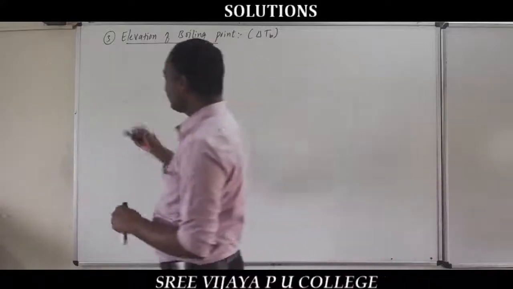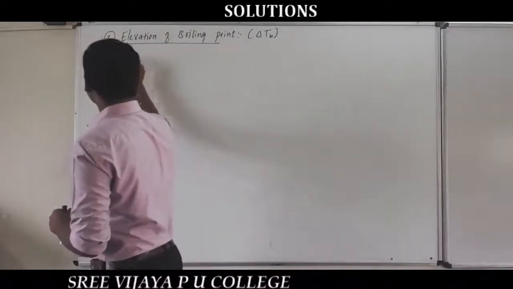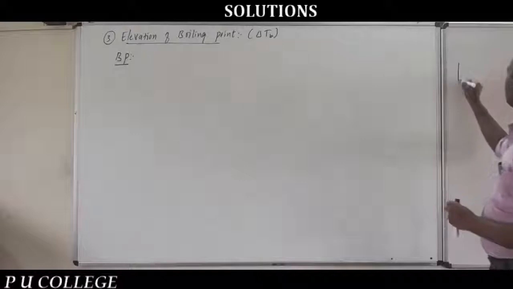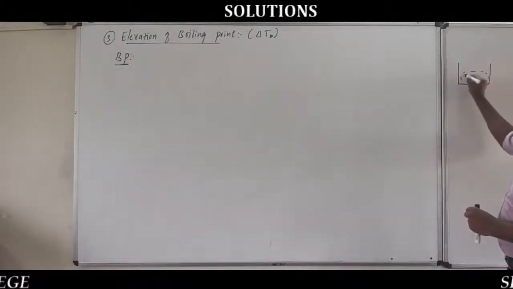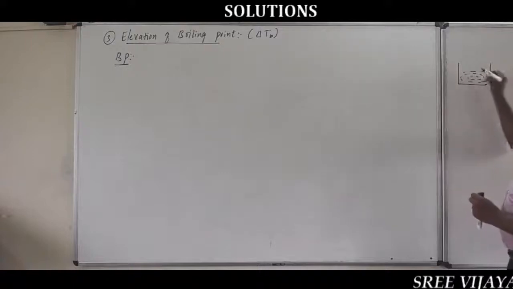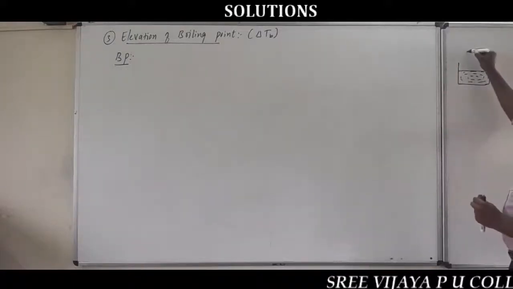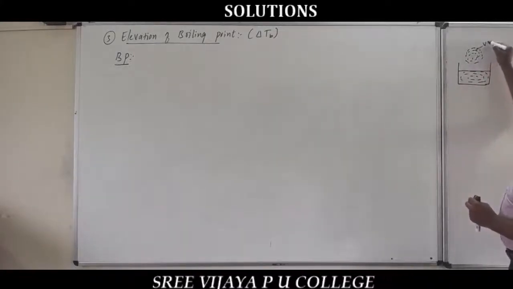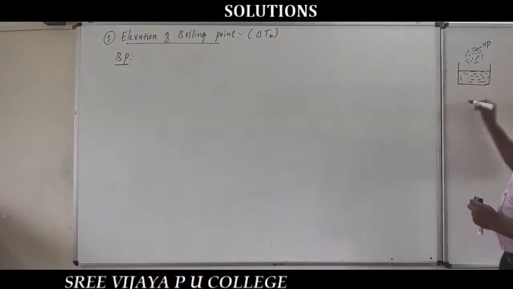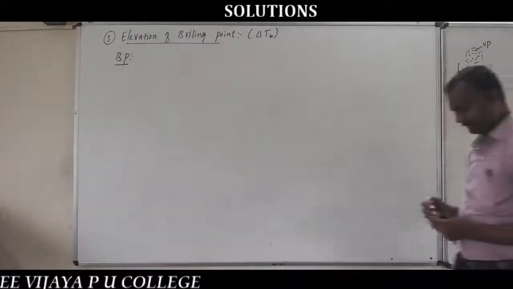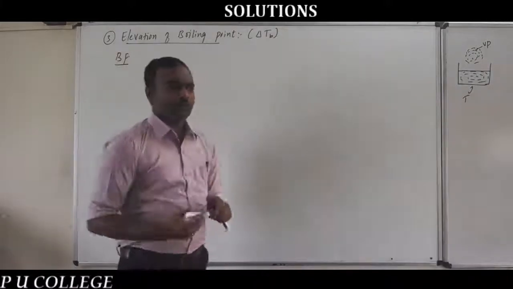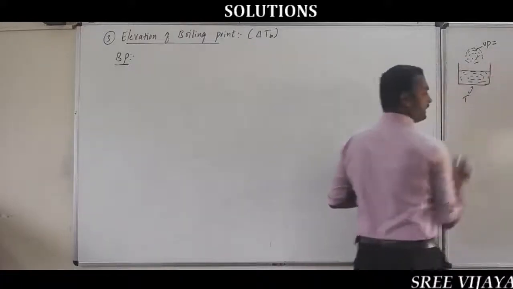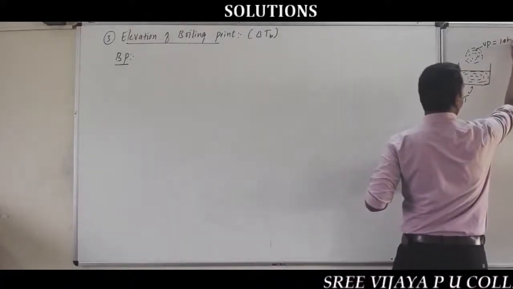Before that, what is the meaning of a boiling point? Let me take a liquid here, let me say water. This is the surface of the liquid, so we get the vapors of the same liquid above the liquid phase. That phase is called the vapor phase, and this is the liquid phase. Now I am going to heat this liquid. At one particular temperature, the vapor pressure of that liquid becomes equal to 1 atmospheric pressure.